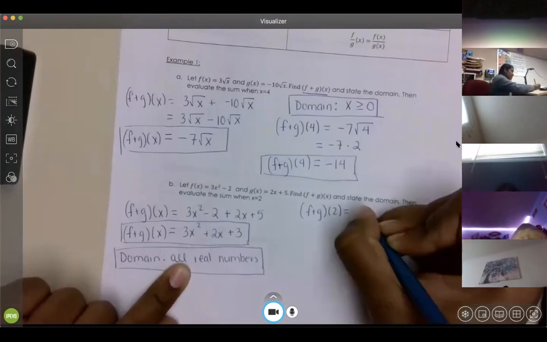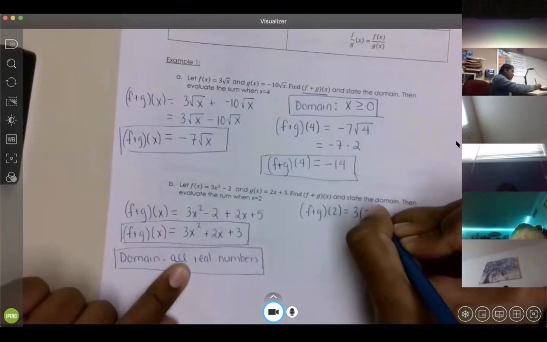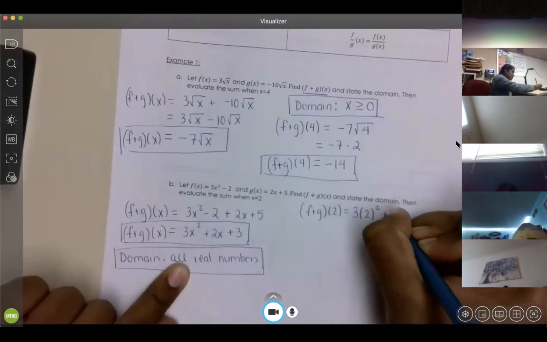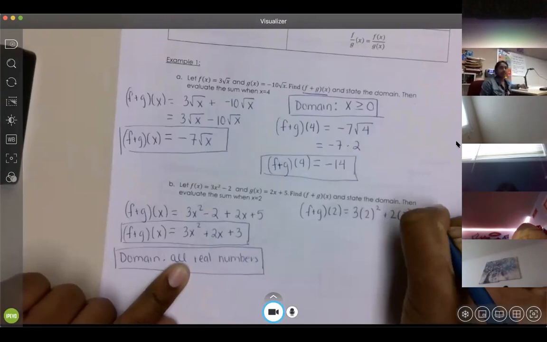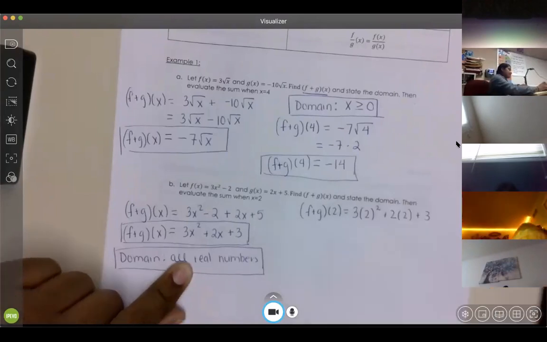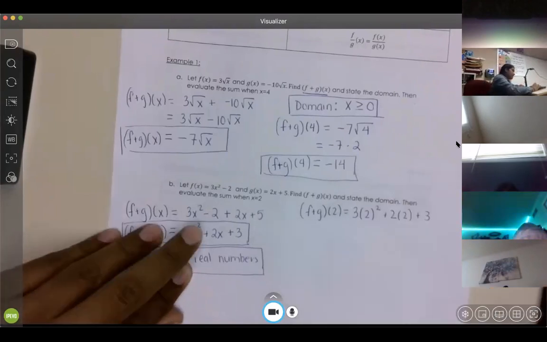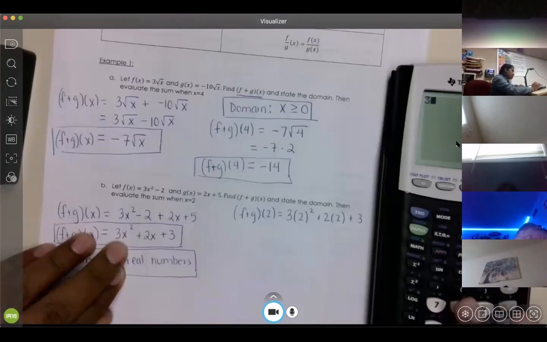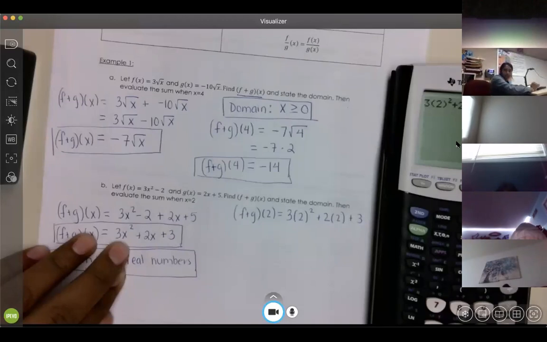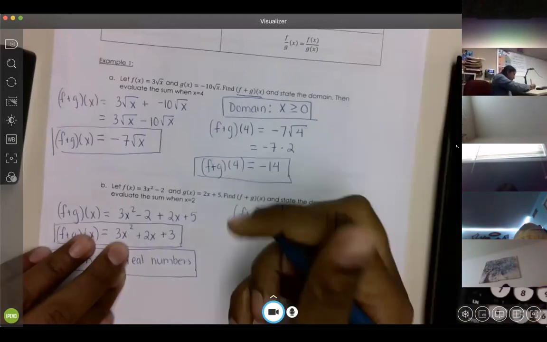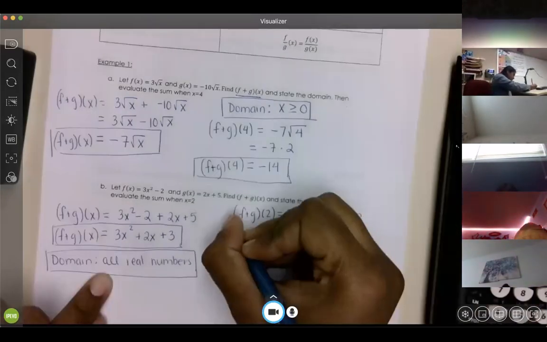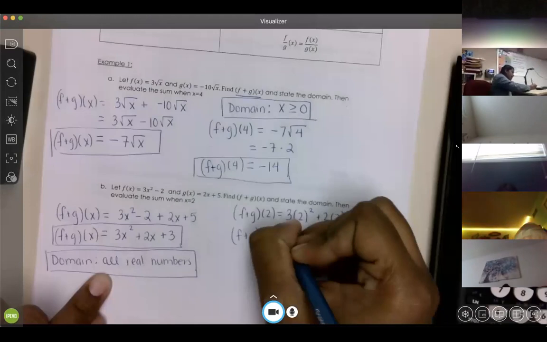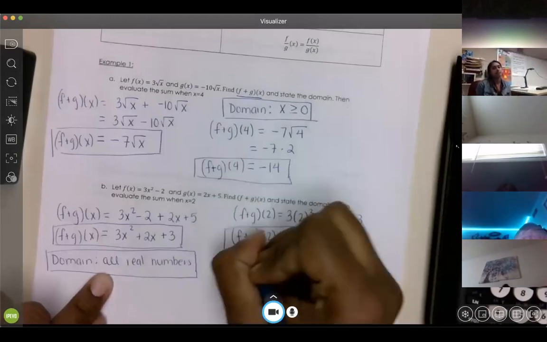So we've got 3 parentheses 2 squared plus 2 times 2 plus 3. And you're going to put that in your calculator. So we've got 3 parentheses 2 squared plus 2 parentheses 2 plus 3. And that's going to give you 19. So f plus g of 2 equals 19. Any questions on part B?